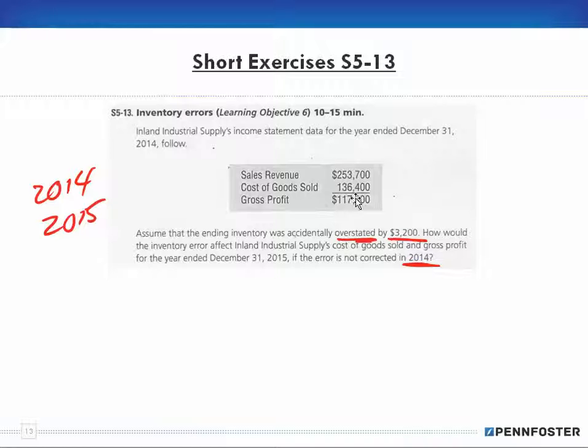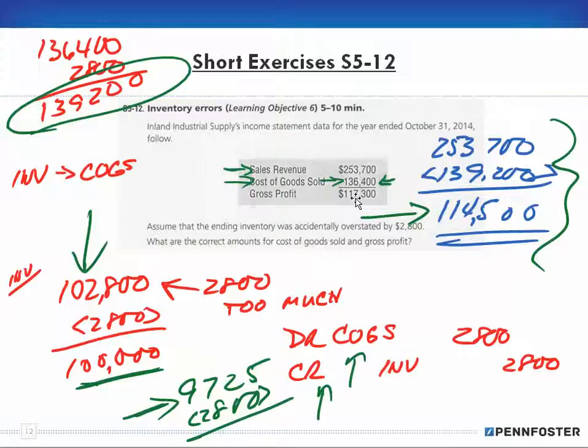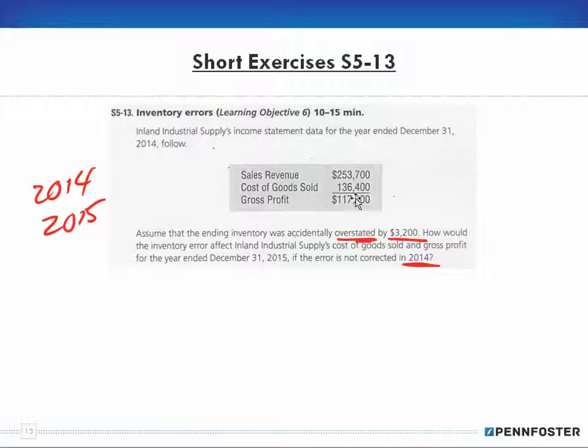So rewind the video here and look at 5-12, and you'll just see that instead of using $2,800, all I'm doing is replacing it with $3,200 when you use the numbers. They threw in this little bit of extra by saying, okay, this is 2014, we don't make the adjustments. Now what's the problem with 2015? All we did was perpetuate that mistake, and we just carried it over from year to year. And so really nothing is any different than what happened in problem 5-12.